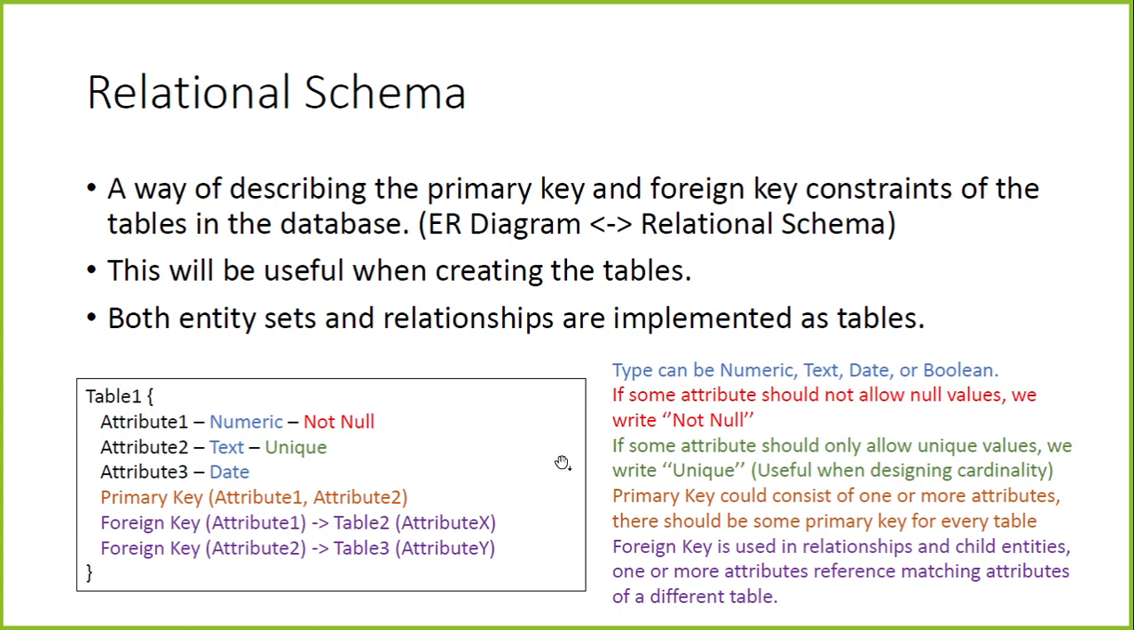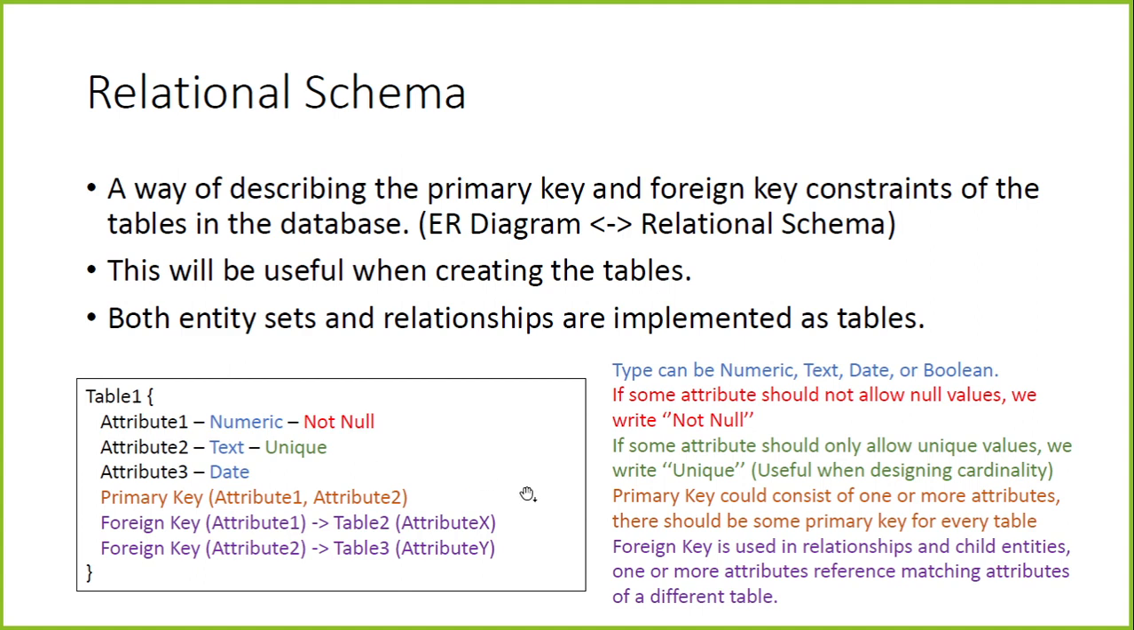But for now, if we just look at it as a table, we are going to list the attributes of that table. So whether it's an entity set, in an entity set, remember we can have attributes. In a relationship as well, we can have some attributes. We are going to write about the types of the attributes. So far in the ER diagram, we just have the names of the attributes, but while going into the implementation, we also need to know about the data type, right? Whether we store a number there or a text or a date, etc.